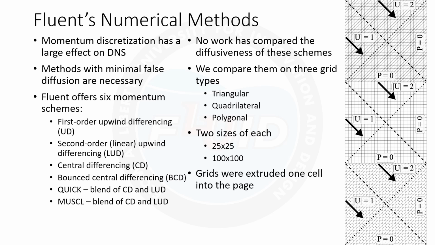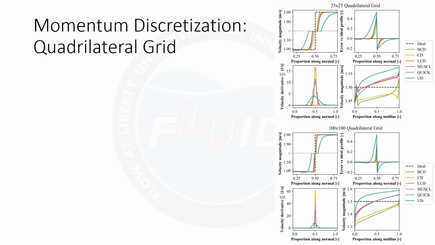These grids were extruded one cell into the page because we wanted to ensure that there aren't any behind-the-scenes differences between Fluent's 2D implementations and their 3D implementations, but we'll still refer to these as triangular, quadrilateral, polygonal, even though they're wedge, hexahedral, and polyhedral. Okay, so let's take a look at the results on the quadrilateral grid.